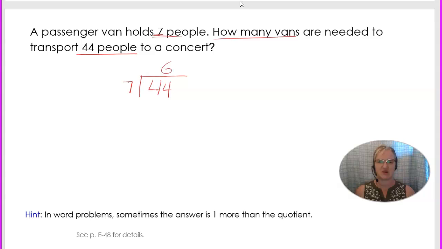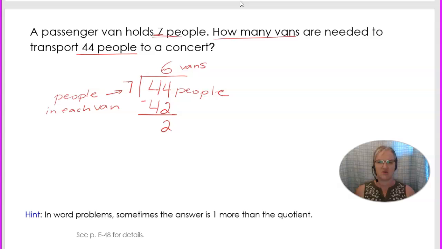approximately 6. So 7 times 6, 42. 44 minus 42 is 2. So let's look at what this means for a minute. We have 44 people. We have 7 people in each van. So in our quotient, we need 6 vans.